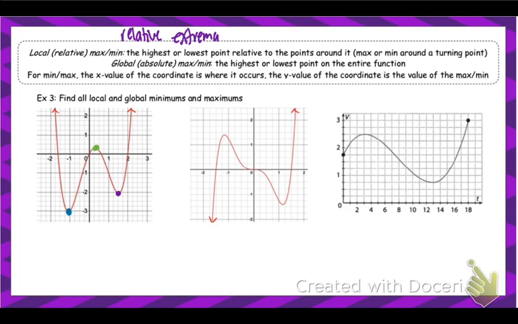Let's start with the blue one. Okay, the blue one, that is the absolute minimum of the graph. It is the lowest point on the entire function. Okay, nothing will ever be lower on that graph.